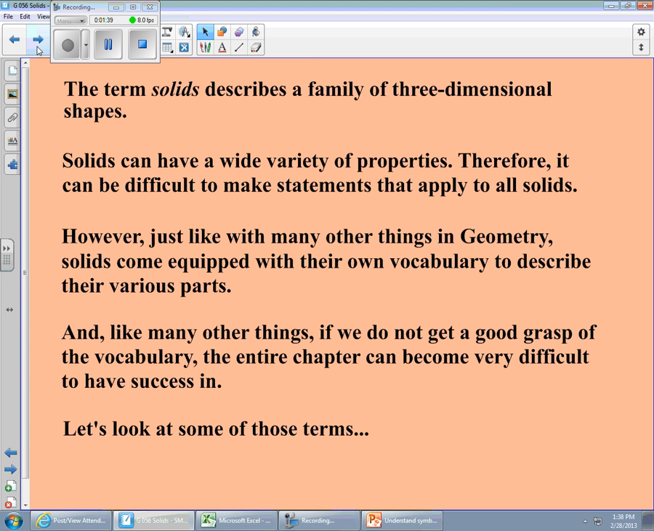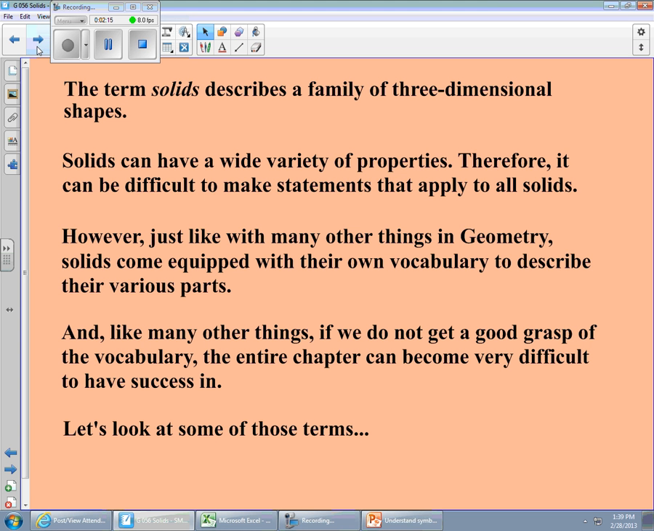The term solids. Whenever you hear the word solid, all that's being communicated to you is that you have a three-dimensional shape of some kind. No particular properties go with it, or no particular numbers of sides or anything like that. All it is when we say solid, we're referring to a three-dimensional figure. Solids can have a wide variety of properties, therefore it can be difficult to make any statements or properties that apply to all solids. So we'll have to break it down into more specific chunks, and then we'll look at the properties in those chunks.